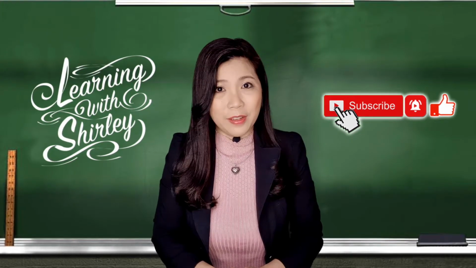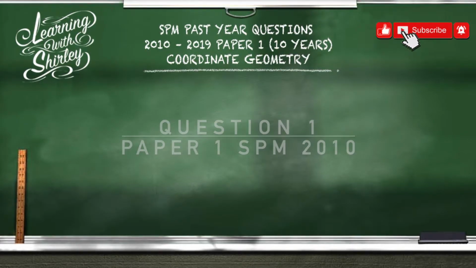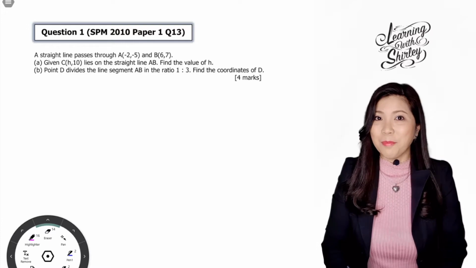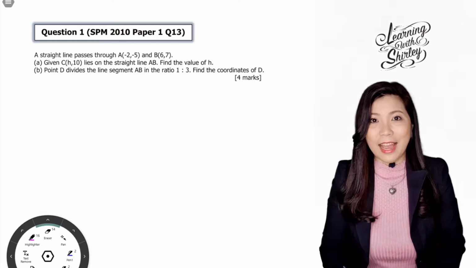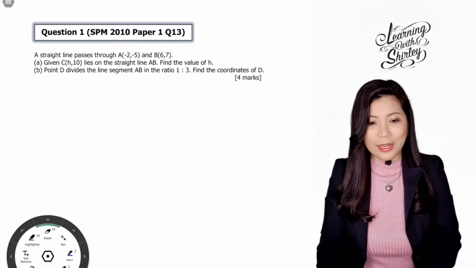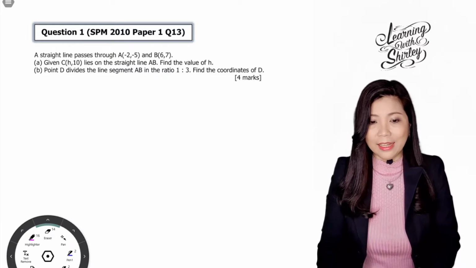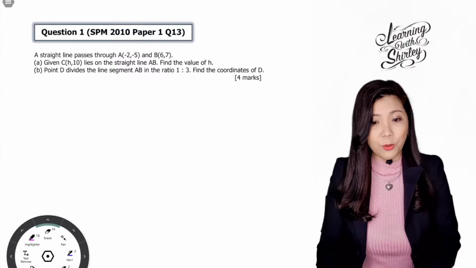Let's take a look at the first past year question. Let's look at question number 1. This is SPM 2010, question 13. A straight line passes through A(-2, -5) and B(6, 7). Given C(h, 10) lies on the straight line AB, find the value of h.